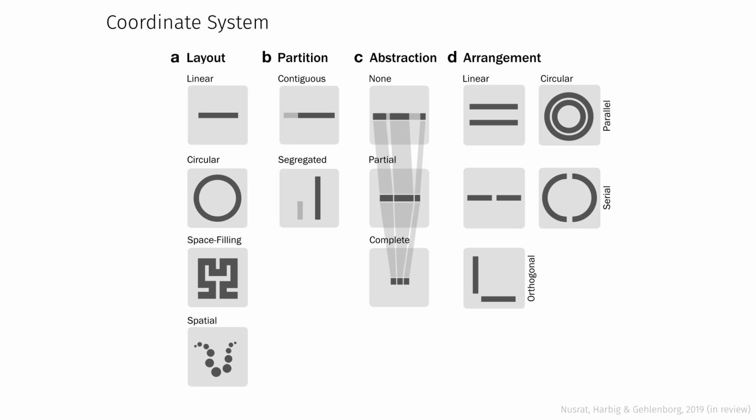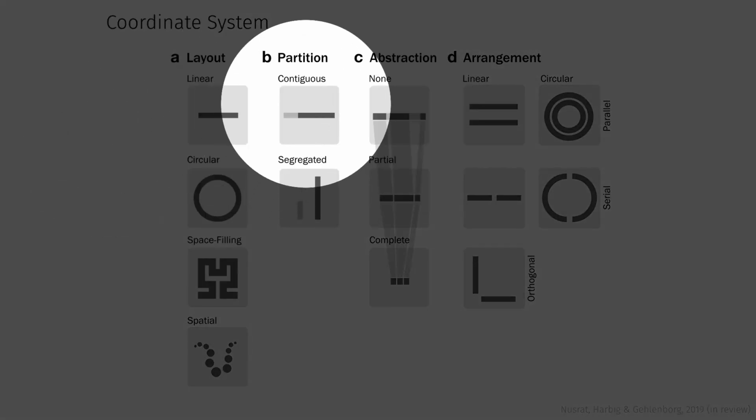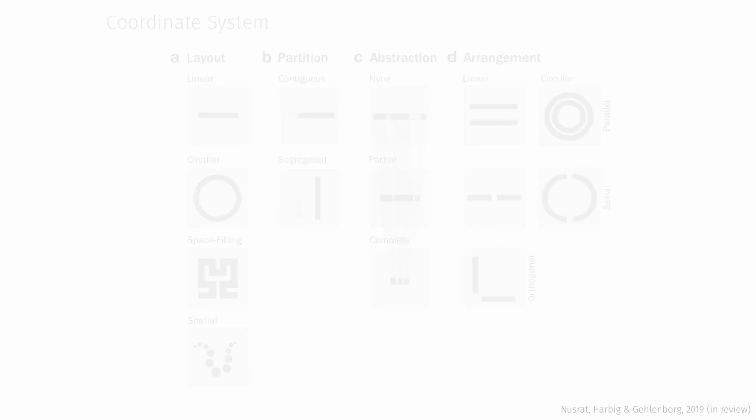And I hope you recognize in here many of the things that you see when you look at genomic data. And typically, actually, what you see is the first row. So you see a linear layout, contiguous partition, and no abstraction. That's essentially what you see in a genome browser. But occasionally, you'll come across other approaches. And I'm going to explain to you later on why some of them are used in certain settings.